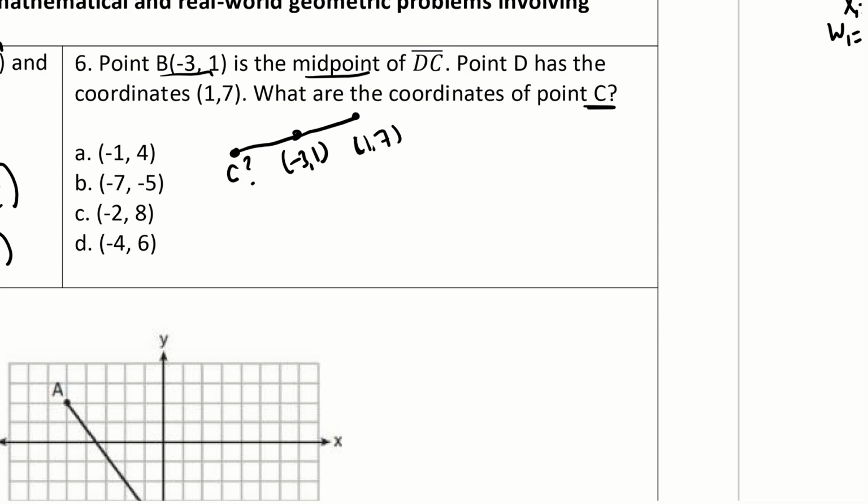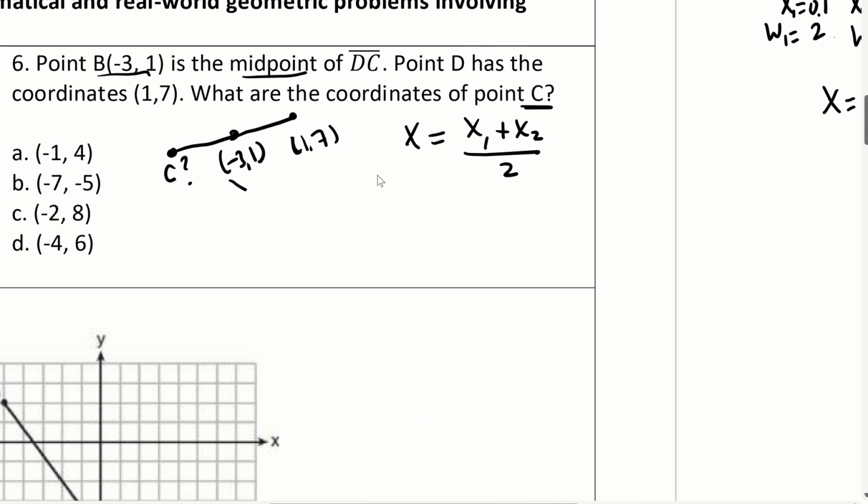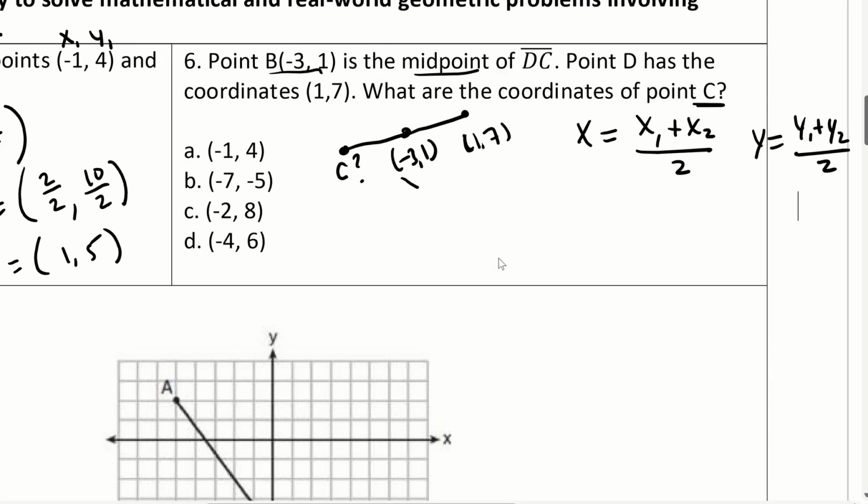Okay, so how do we do that? Well, first off, we know what the midpoint formula is, right? To find the midpoint, I would need to do x1 plus x2 divided by 2, and then I would need to do y1 plus y2 divided by 2. That's exactly what this formula says, right? To do x1 plus x2, y1 plus y2. All right, but this time we're going to call those x and y.